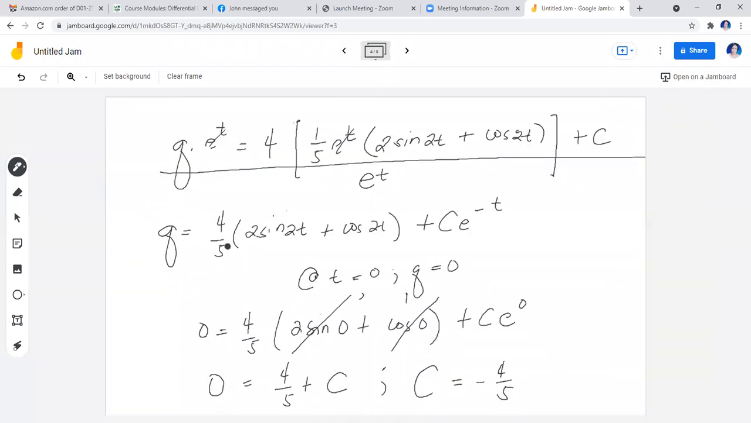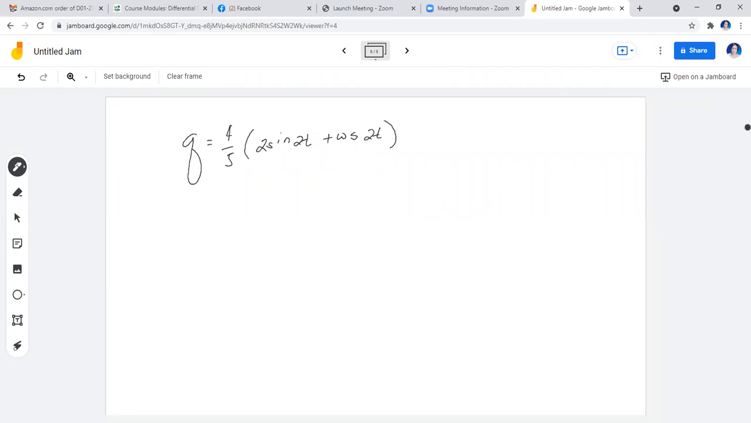Okay, we're copying it from here. And this one will now be changed to negative 4/5. So you have negative 4 over 5 e raised to negative t. Okay, this is the formula for this given circuit that you can use to determine the charge in the capacitor at any time t. So all you have to do is substitute the time here in seconds.